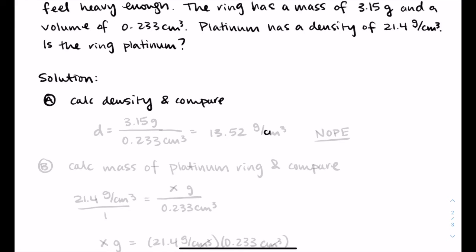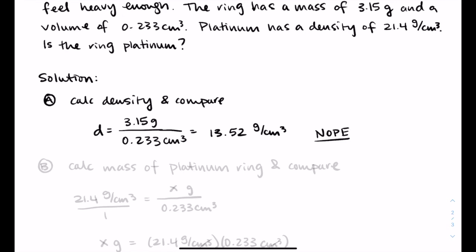So for the ring that we have, the mass is 3.15 grams. The volume is 0.233 cubic centimeters. So if we plug this into the calculator, we get 13.52 grams per cubic centimeter. So this is not a match, right? The density of platinum is 21.4. The density of our ring is 13.52. So this ring is definitely not platinum.